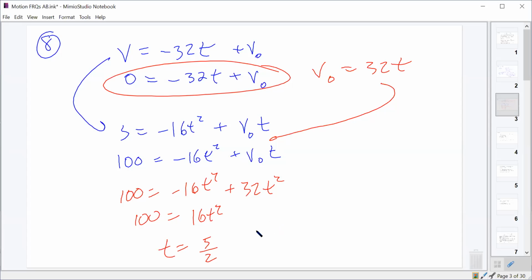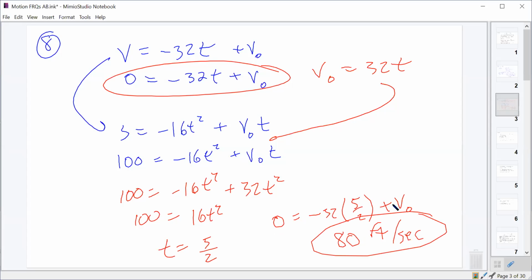So all we then need to do is figure out what v naught is when t is 5/2. So 0 equals negative 32 times 5 halves plus v naught. What does that come out to be? 80? 80 feet per second. Good or no? Good. No other questions there on number 8?